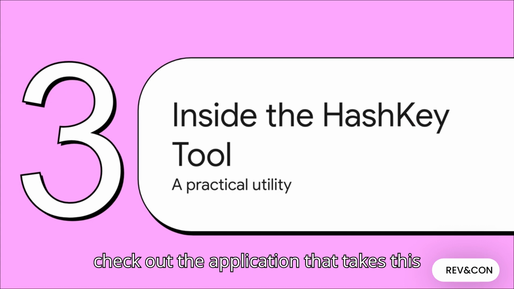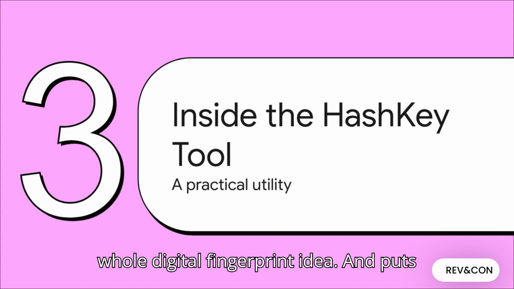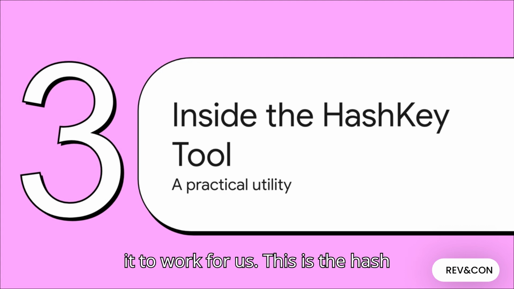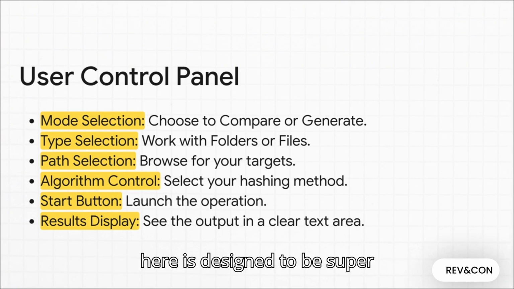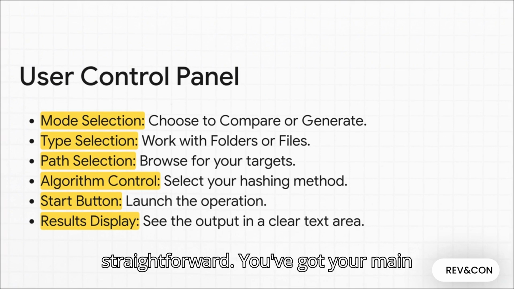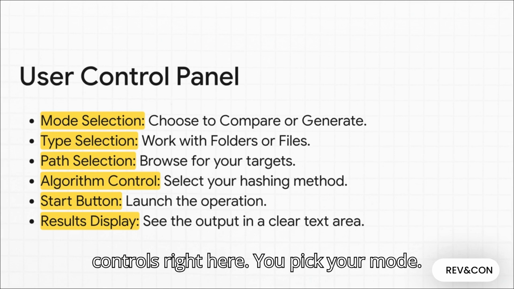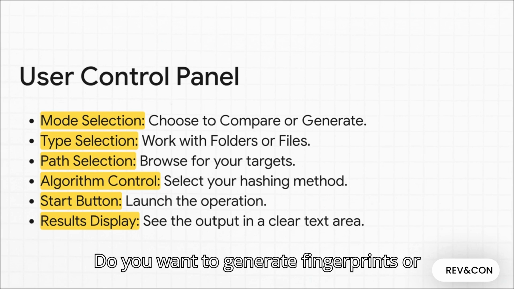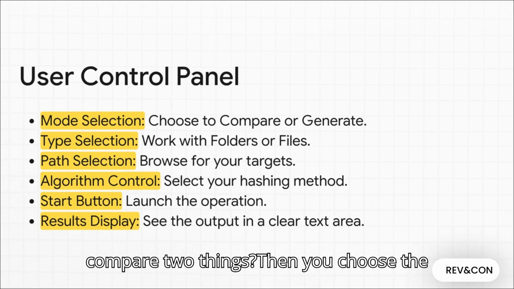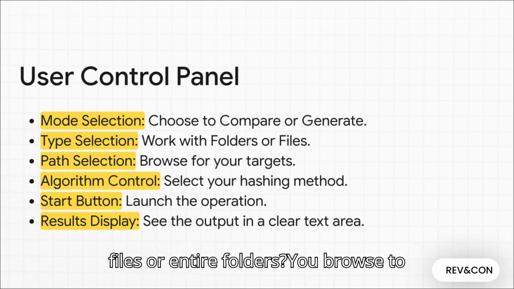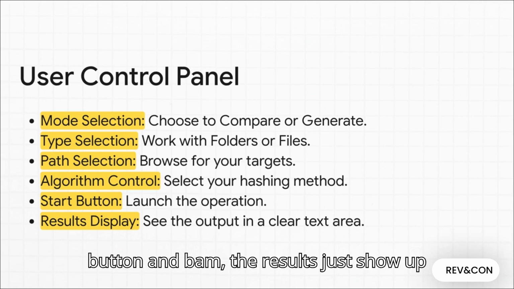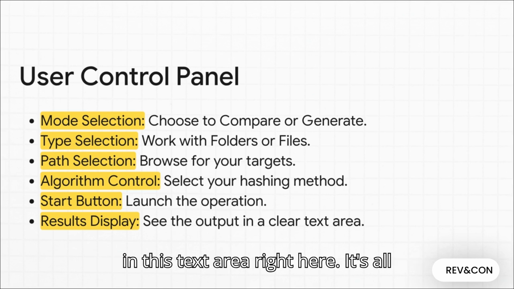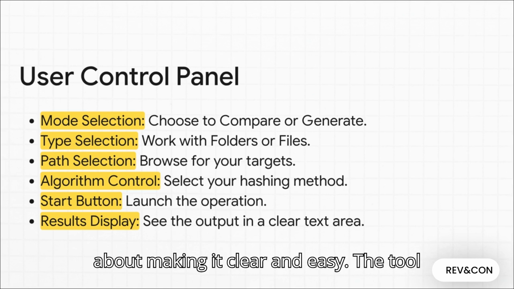Okay, so let's check out the application that takes this whole digital fingerprint idea and puts it to work for us. This is the HashKey Comparator. Now, the user interface here is designed to be super straightforward. You've got your main controls right here. You pick your mode. Do you want to generate fingerprints or compare two things? Then you choose the type. Are you working with individual files or entire folders? You browse to select your targets, you can pick your hashing method, you hit that big start button, and bam, the results just show up in this text area right here. It's all about making it clear and easy.